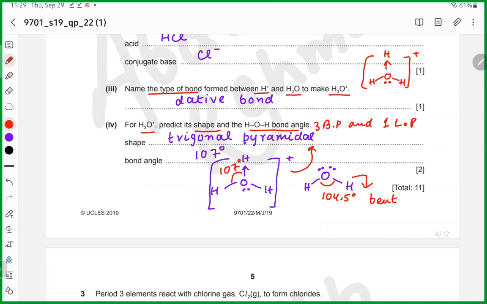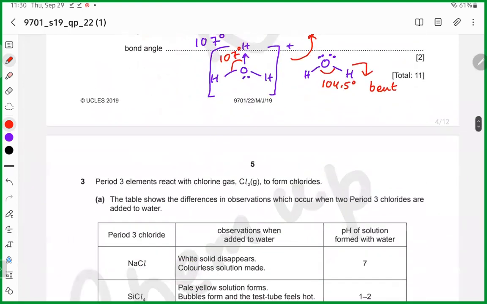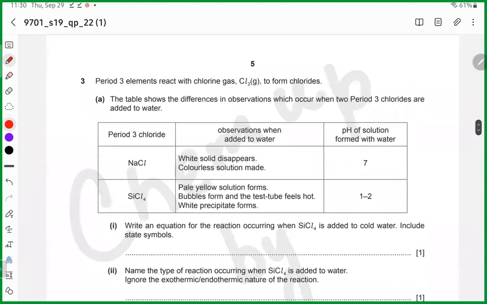Shape is for the whole molecule, and the angle is between two bonds. Is this clear? Yes. Okay. Now, question number 3.